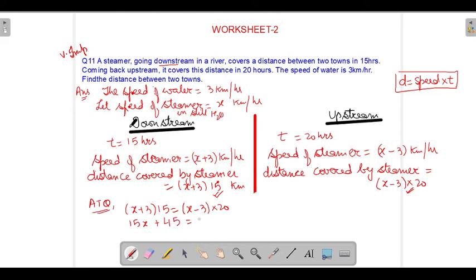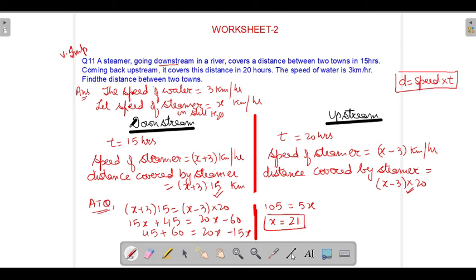Now solve it. 20x minus 60. Shift the like terms to the same side, so 20x minus 15x. In the next step you will solve it further. It will come as 105 equals 5x. So x equals 105 upon 5, which comes to 21.